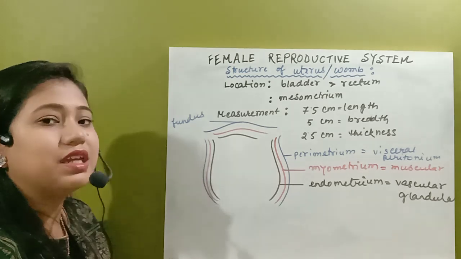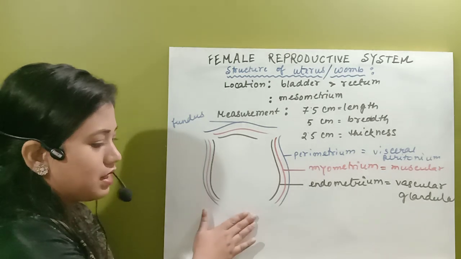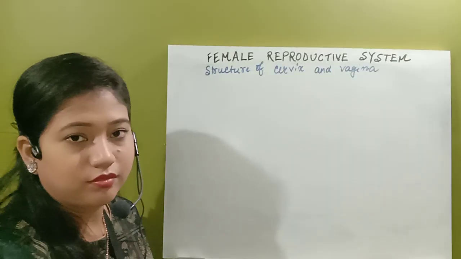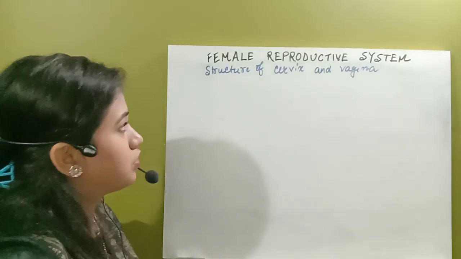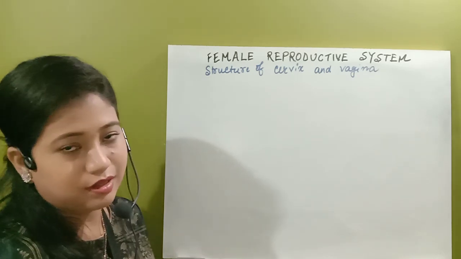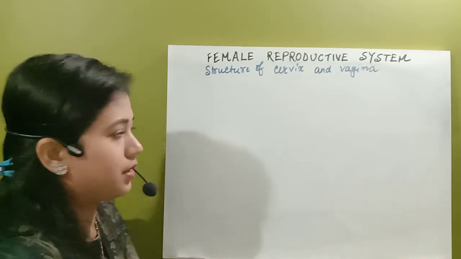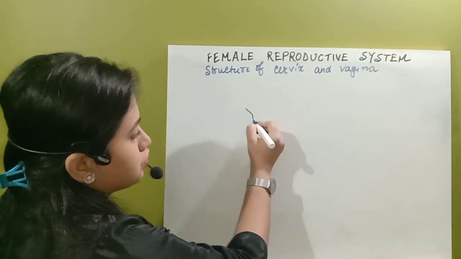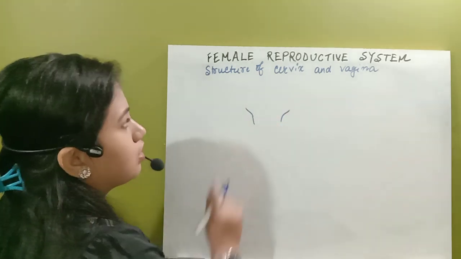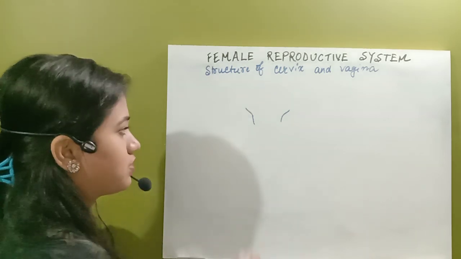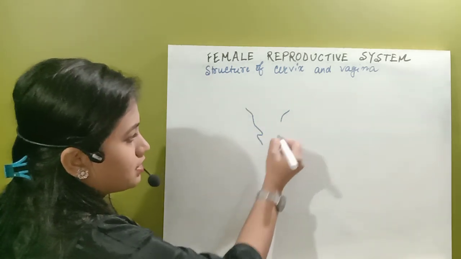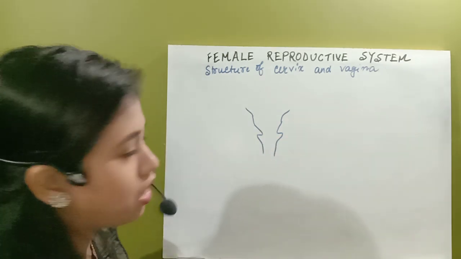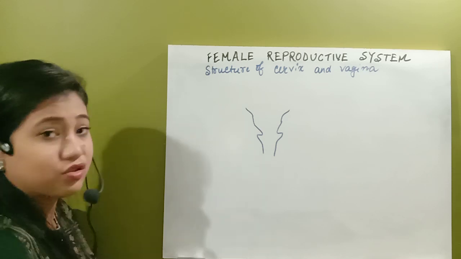Then after that, we'll see the structure of the cervix and the vagina in this part. So let us see the structure of the cervix and the external genital or vagina. So here we have this uterus. This uterus is going to extend here. This region is known as the cervix. So this cervix will extend, and after that we will have the last part, that is the vagina or the opening, the external genital.